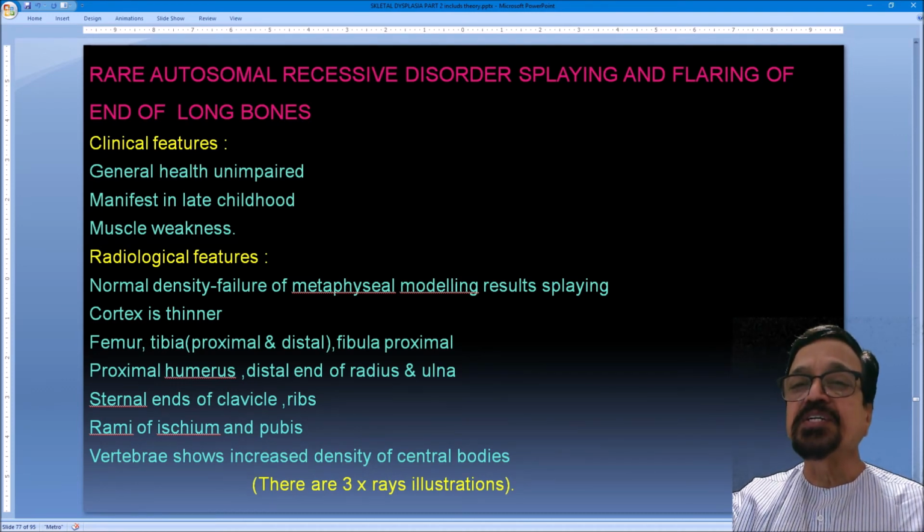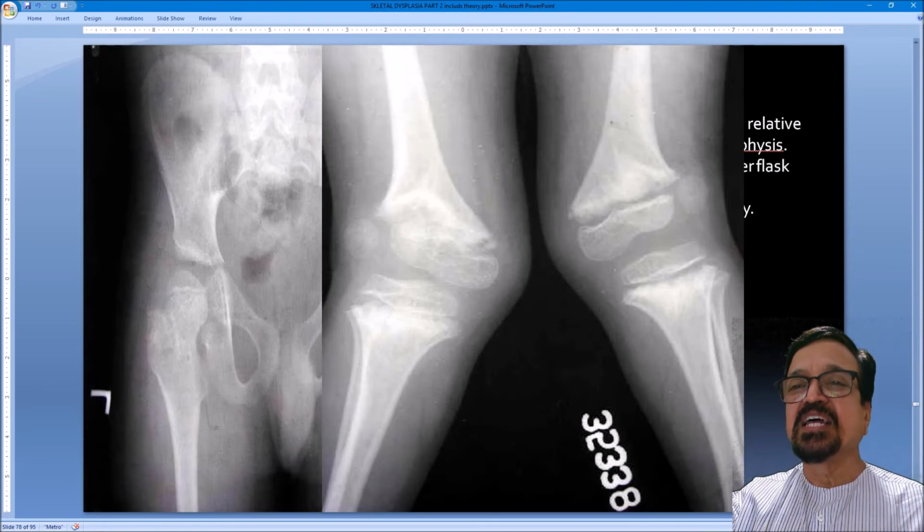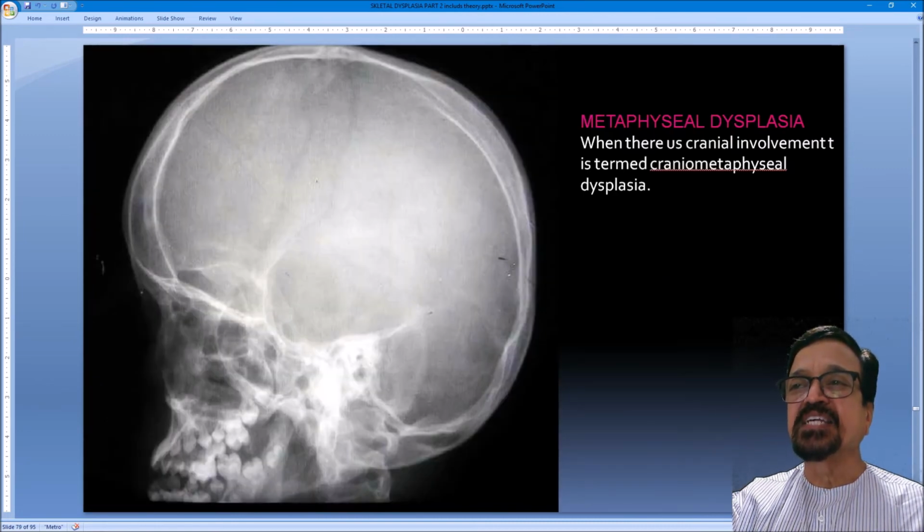Now these are the radiological features, which are illustrated in the next three X-rays. All the findings which are already enumerated are seen in these X-rays.